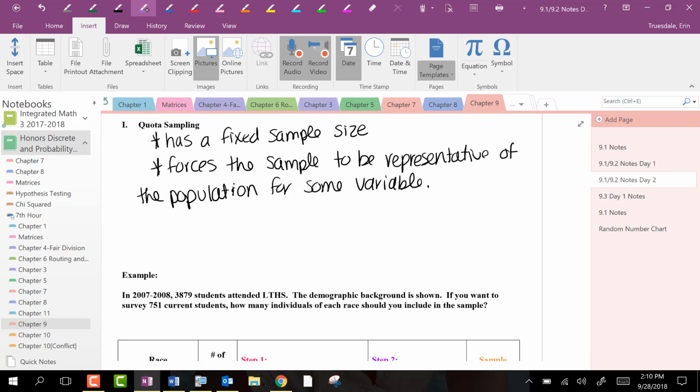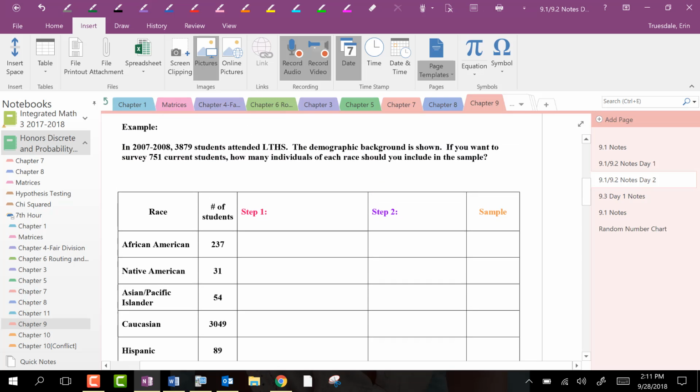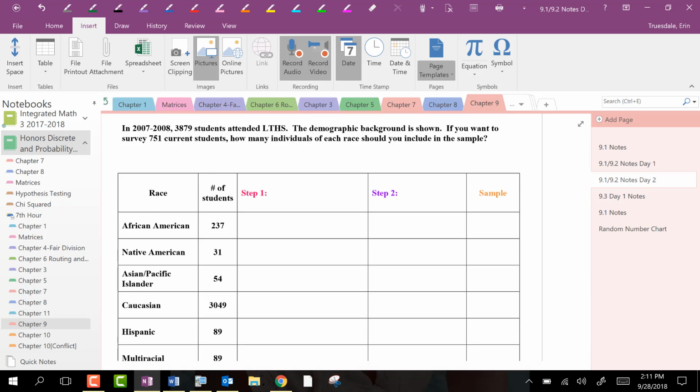Okay, so example-wise, in 2007-2008, 3,879 students attended LTHS. The demographic background is shown. If you want to survey 751 current students, how many individuals of each race should you include in the sample? Okay, so we're going to look through the chart, and I gave you the breakdown of the students from 2007 to 2008. The first step would be to find the percent of the population that's in each group.